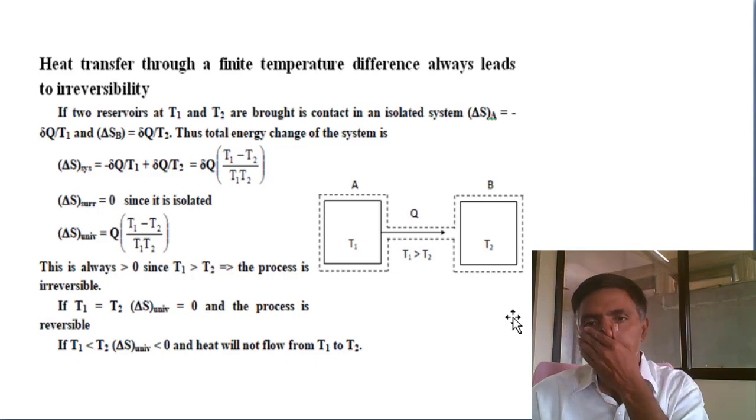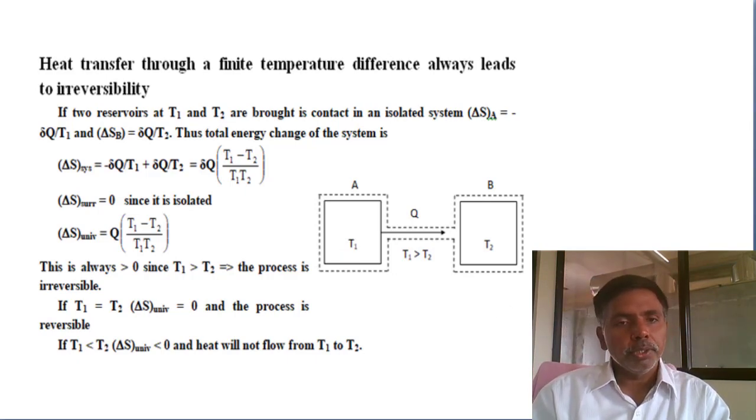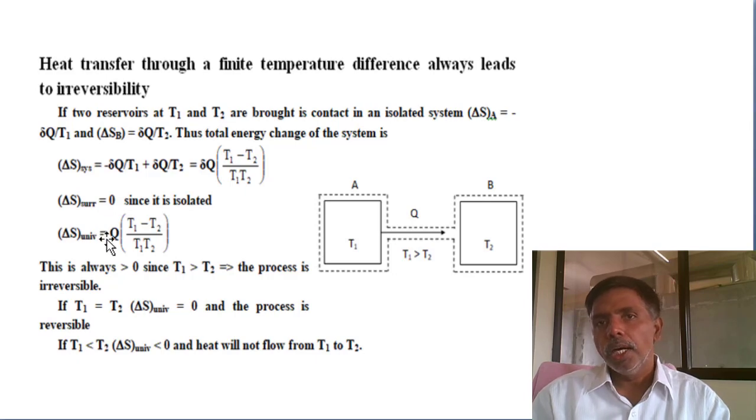Next, we already mentioned that a finite temperature difference leads to entropy generation. We already proved it in the problem. Suppose this system A is transferring heat to B. So the temperature of A is higher than the temperature of B. Then the change in entropy of A, because it is losing heat, is minus dou Q by T1. Next, system B is gaining heat, so dou Q by T2, which is positive. Finally, dou Q into (T1 minus T2) by T1 T2. The surroundings are insulated, so we are assuming the surroundings change is 0 for simplification of the problem. Next, the universe is Q into (T1 minus T2) by T1 T2. T1 is always higher than T2. So the entropy generation of the universe is always positive.